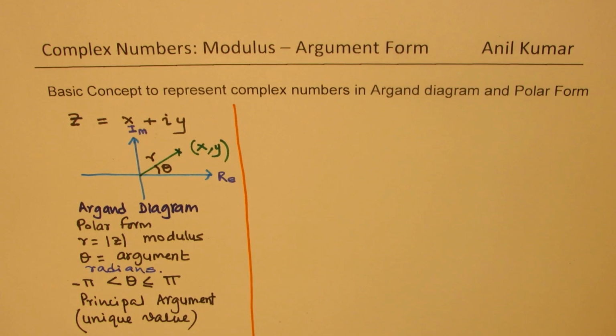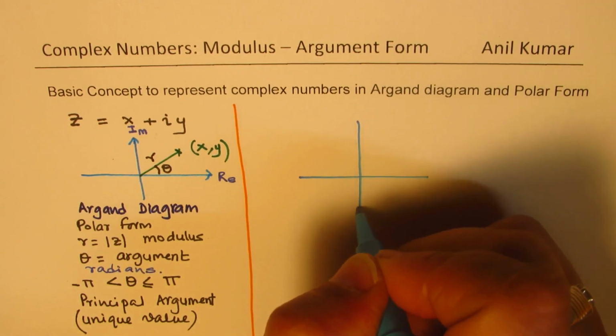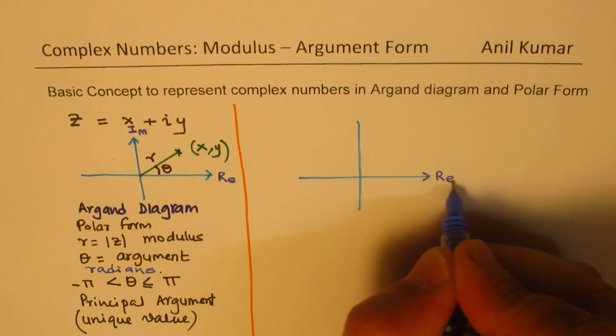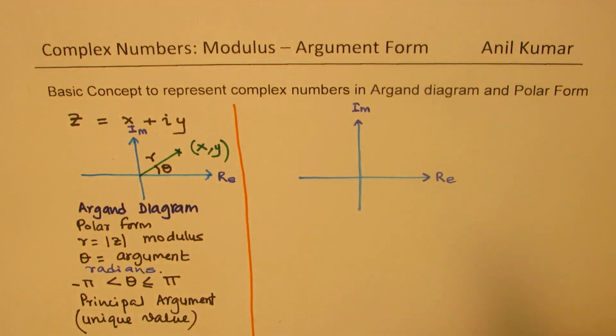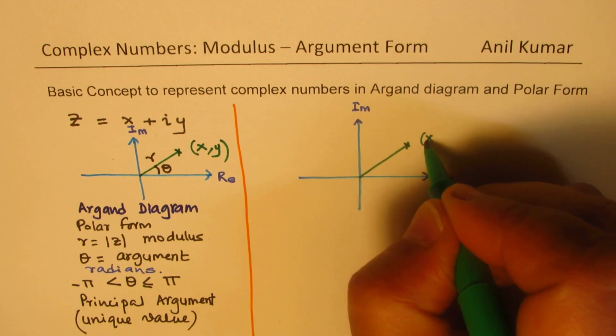Perfect. Now, if you use a calculator, we can find the value of theta using the tan inverse ratio, correct? Now, let's try to understand how we translate these things. Once again, let's consider this particular diagram, the Argand diagram, where we have the real axis and the imaginary axis. And we'll again consider the complex variable here with the value x, y.